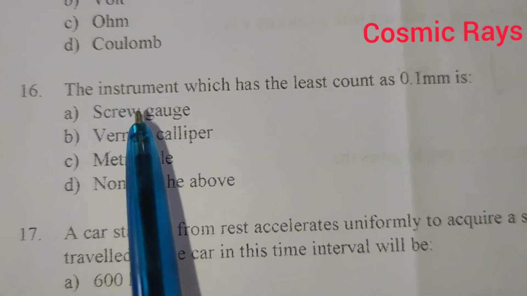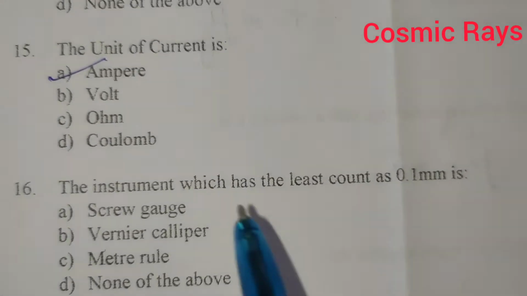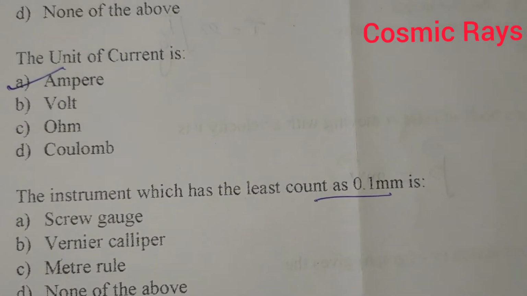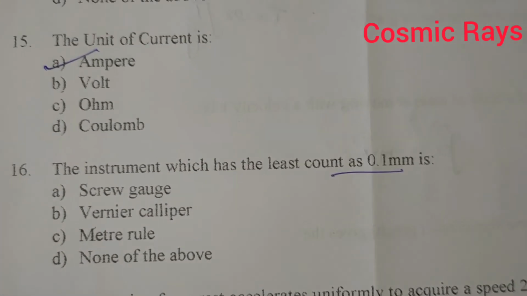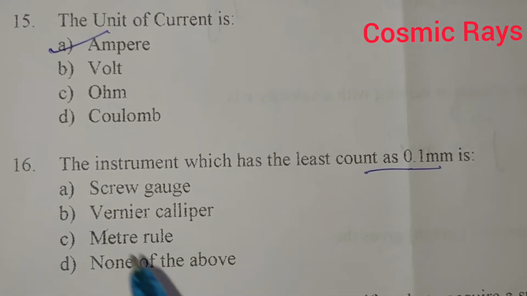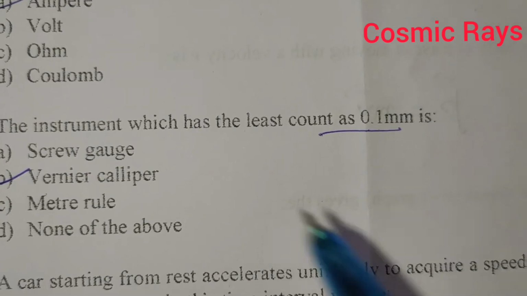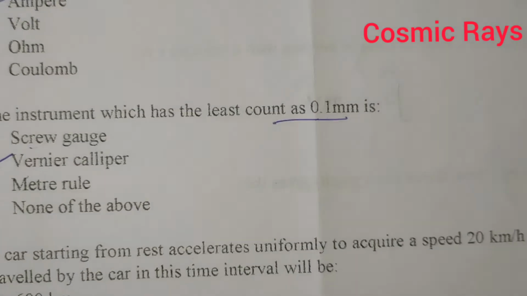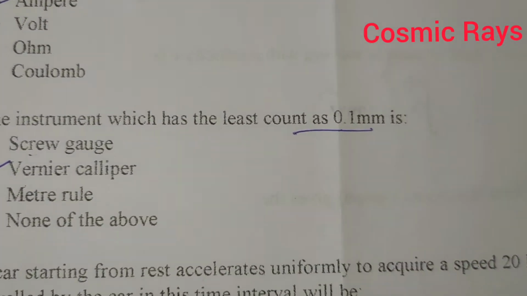Next question says the instrument which has the least count of 0.1 millimeter is. This is based on the least count. We have two instruments in our syllabus, in chapter 1, which are screw gauge and vernier caliper. So 0.1 millimeter is the least count of vernier caliper. Similarly, please remember the least count of screw gauge, that is 0.01 millimeter, because the question might be twisted or changed.